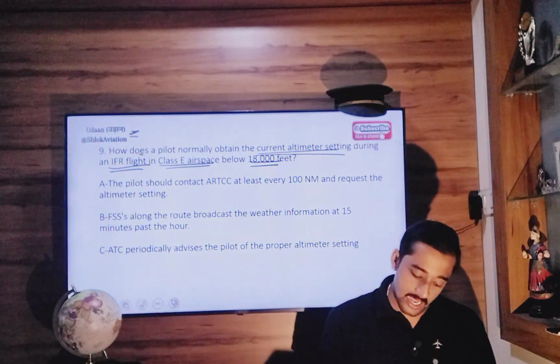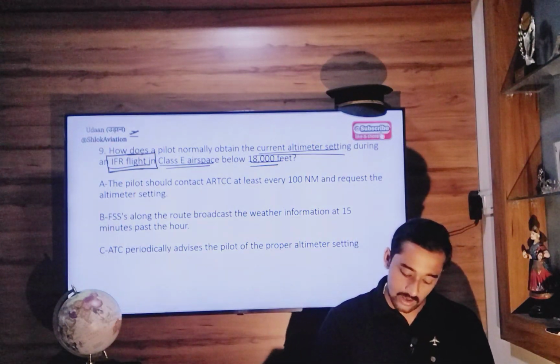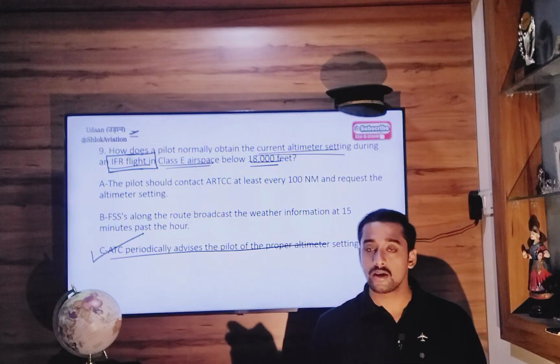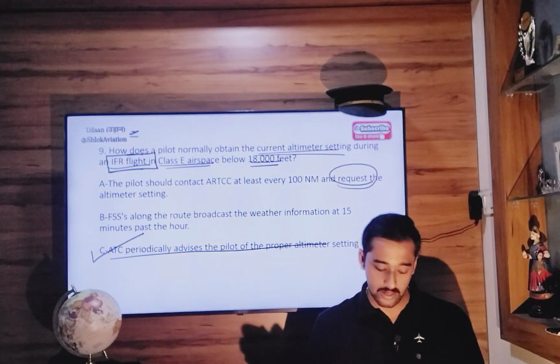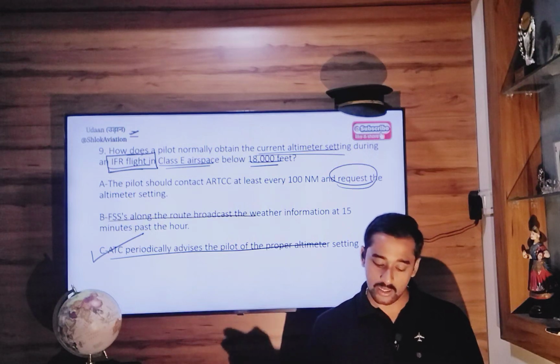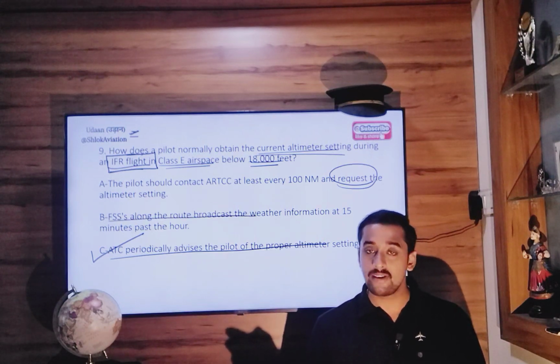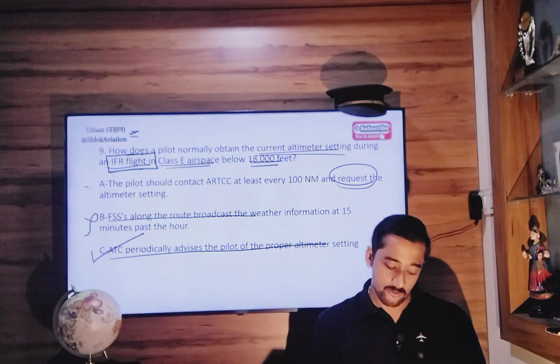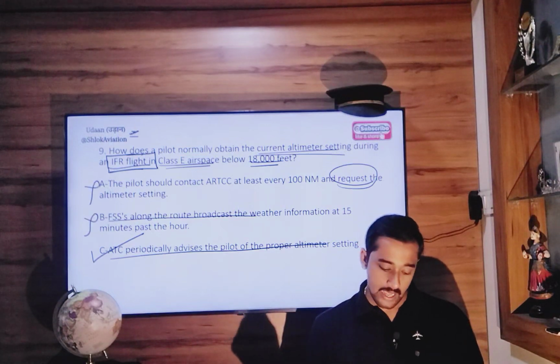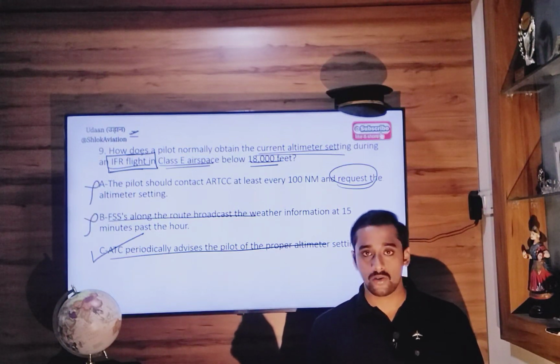Now, since it's an IFR flight, ATC will automatically give you the proper altimeter setting. You need not request it, and FSS stations are not actively involved in providing altimeter settings. So Bravo is not fully correct, Alpha is wrong, and Charlie is the right answer.